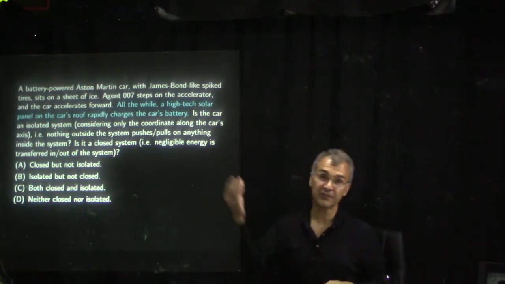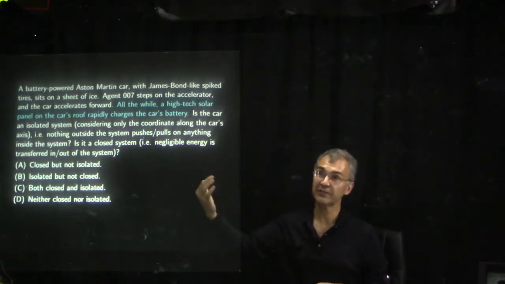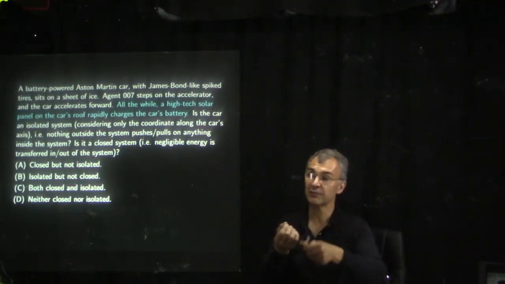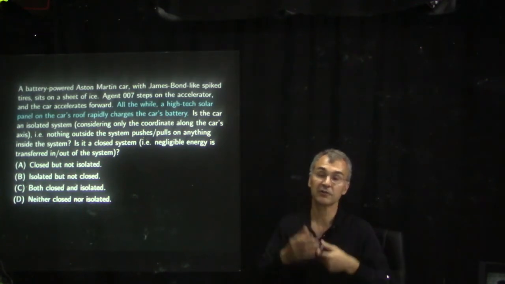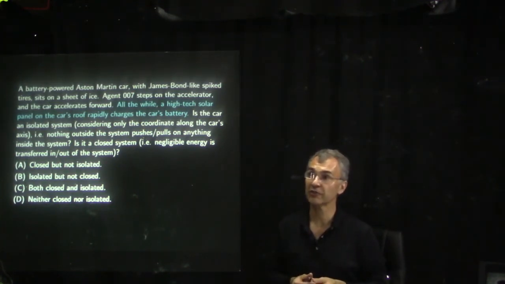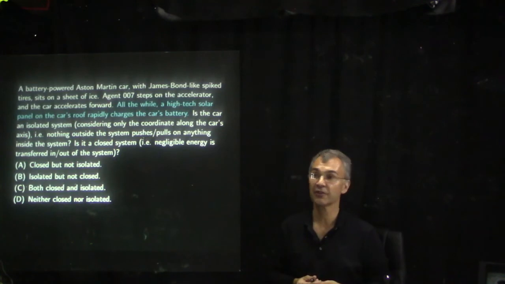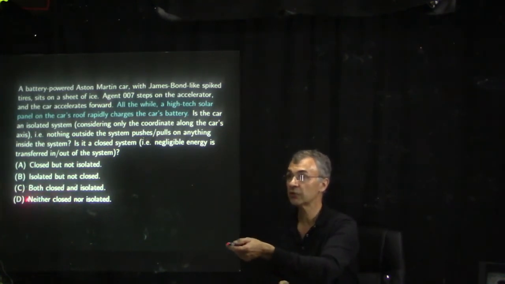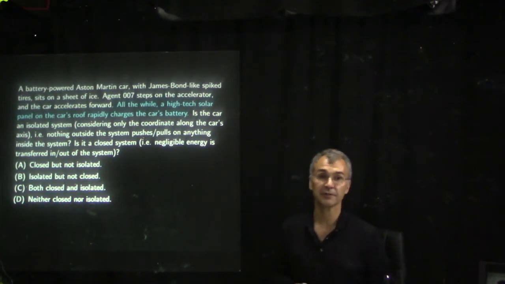Now, the sun's energy is coming in and charging the battery, so there's energy flowing into the system from the outside. There's solar energy flowing into the system from the outside to charge the battery, and then the battery is making the car go. So somehow, ultimately, the source of the car's kinetic energy seems to be the sun. So that's outside of the system. So this is neither closed nor isolated. I like D, delta here.